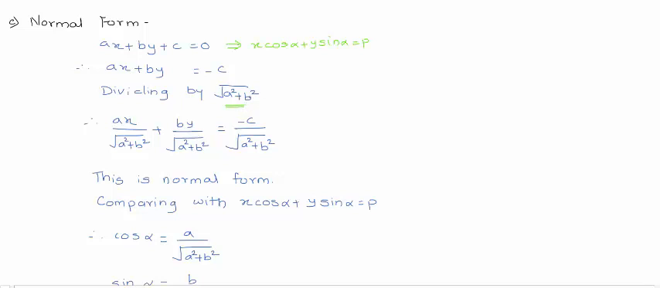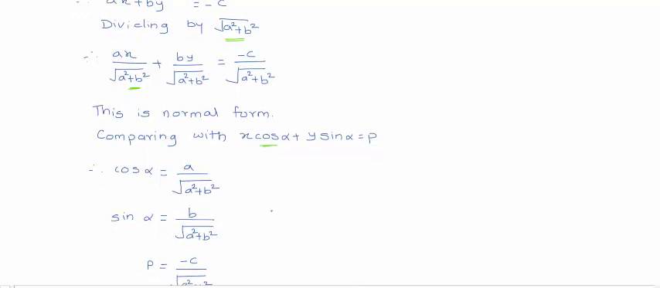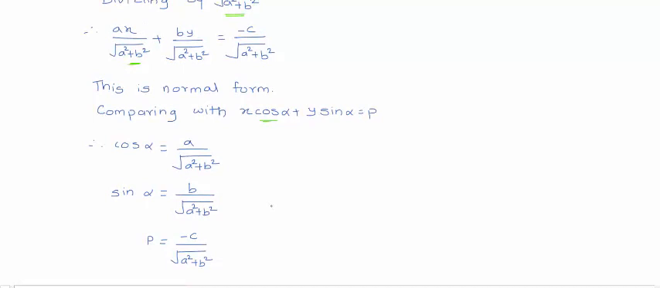This is a key step, students. We have to remember this. When we divide by under root a square plus b square, then the obtained answer itself is a normal form, and when we compare with x cos alpha plus y sin alpha equal to p, we get cos alpha, that is coefficient of x, as a upon under root a square plus b square, and sin alpha is b upon under root a square plus b square, and p, that is distance from origin, is minus c upon root of a square plus b square.